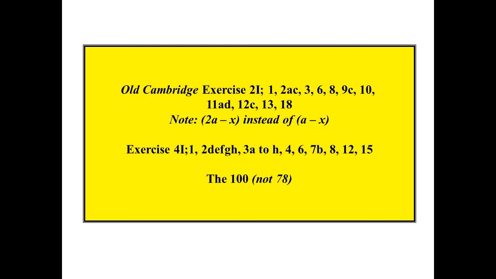Okay, so Old Cambridge, which I've copied and it is in the handout. But notice they use 2a minus x instead of a minus x for some reason, but it's still the same idea. Don't know why they use 2a, to be honest. 4i's in our textbook, and then there's the tradition that every Extension 2 student must go through.